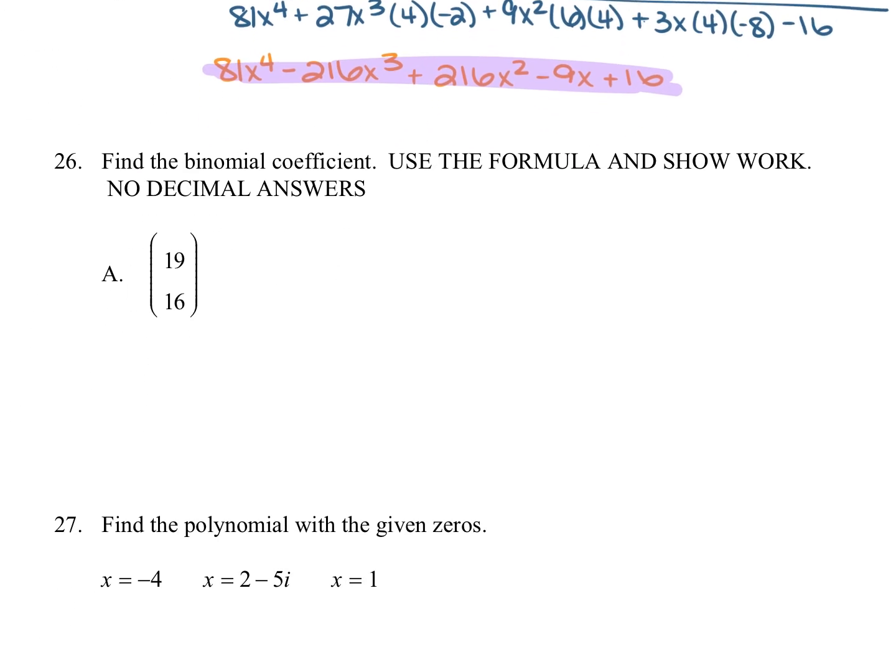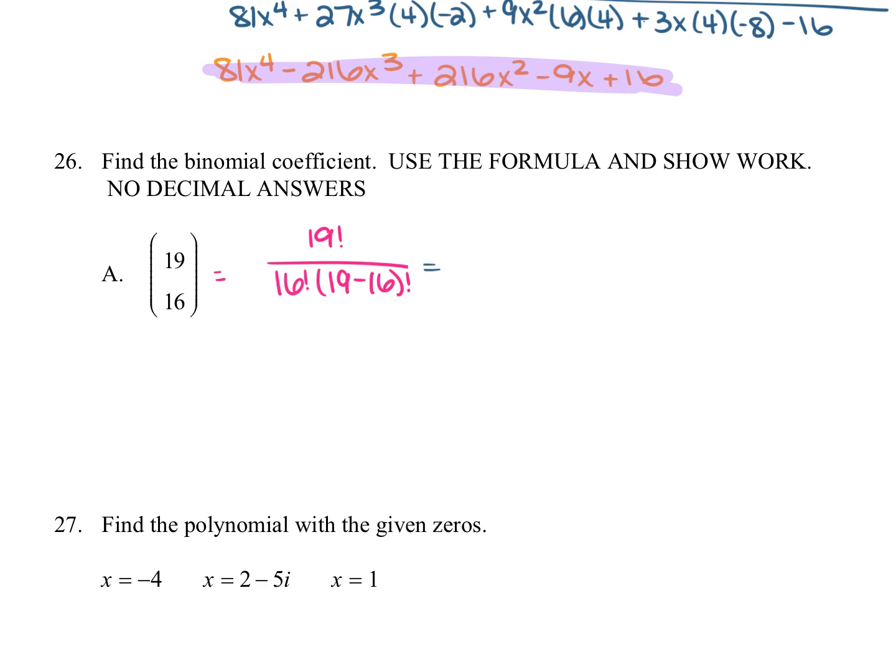For our next question, we're looking at number 41 from our review. We're going to use factorials with this. So we have 19 and 16. So this is telling us to do 19 factorial over 16 factorial times 19 minus 16 factorial. Remember, factorials just mean multiplication.